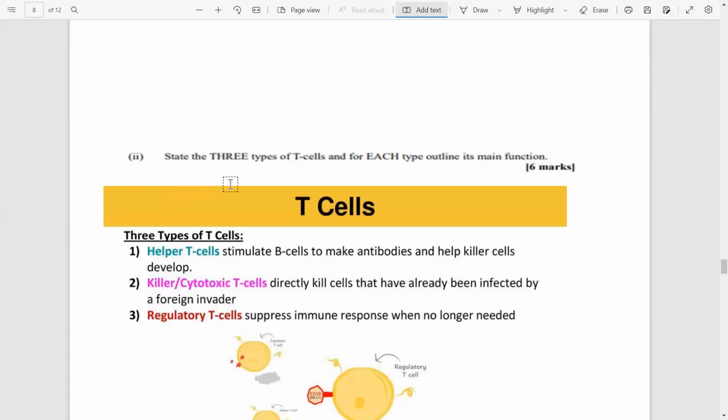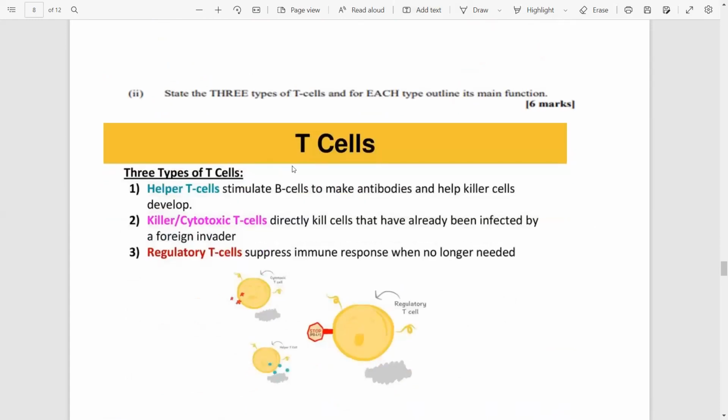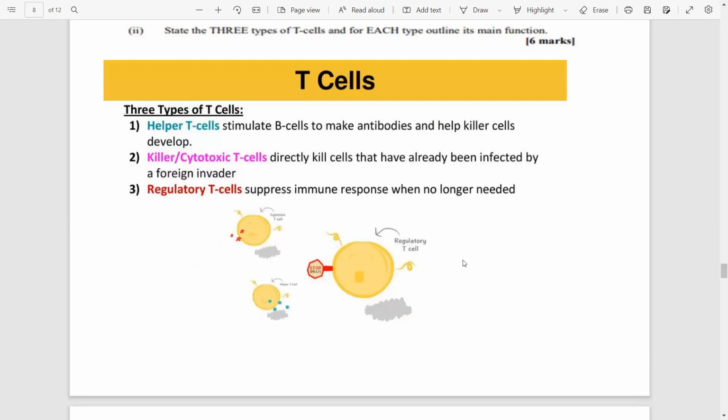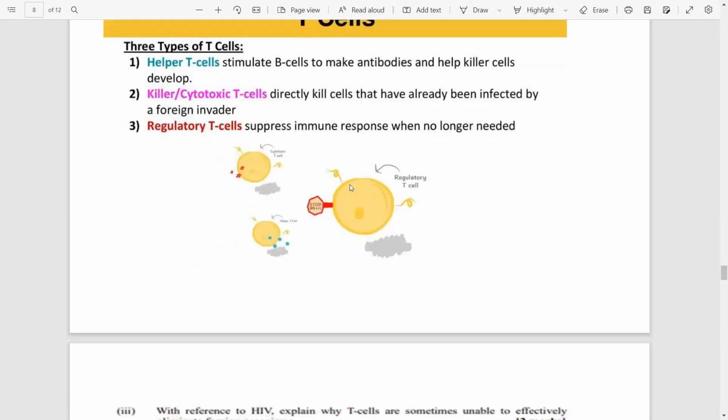The next question says, state 3 types of T cells and outline their functions. So we have T helper cells. Their job is to stimulate B cells to make antibodies and stimulate killer cells to be more effective. So the T helper cells enhance the function of the other immune cells, right? Then you have cytotoxic killer cells, which directly kill cells that have already been infected by a foreign invader. And you have regulatory T cells. They suppress the immune response when it's no longer needed. So after you have destroyed the pathogen, you need a T cell to tell you to stop.